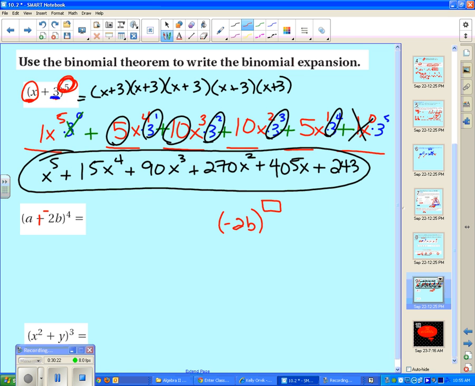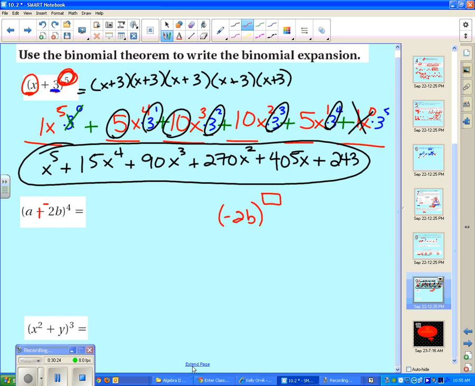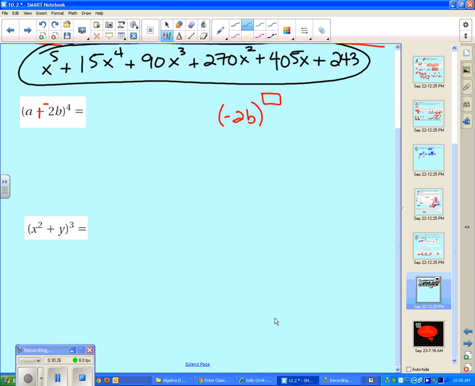I do want to do the last one, though, just because of this squared, because that makes it a little bit tricky, too. Okay, what is the exponent on the outside of our binomial? 3. Okay, you guys find the third row in Pascal's triangle and write it down. So hopefully you found that it's 1, 3, 3, 1.